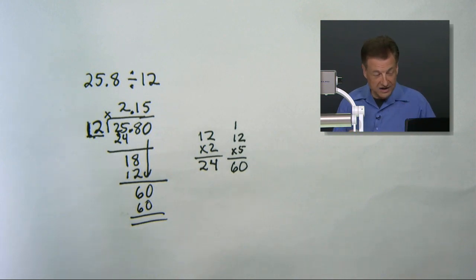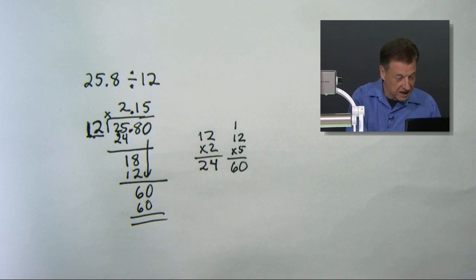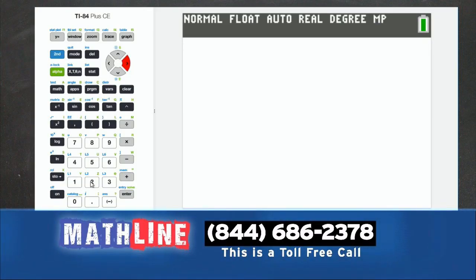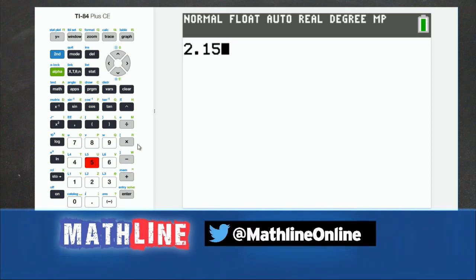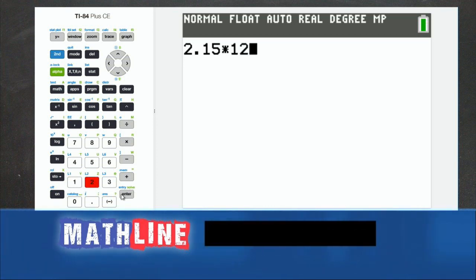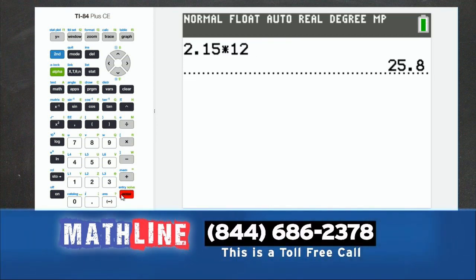Would we like to do it on the calculator just to check the multiplication? Not going to do the division part, but I want to check the multiplication because that's how we do it. We take the 2 and 1500ths and we will multiply that times 12, which is what we were working with, right, Salih? And there you have it. There's your 25 and 8/10 that came back out.